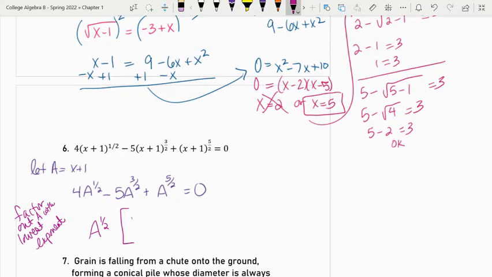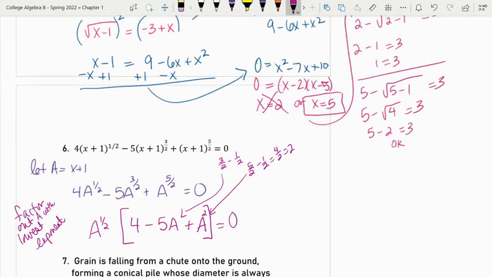So if I factor out a to the half, I'm left with 4. So I factored that out, minus 5 a to the what? Well, you determine what the exponent is by taking 3 halves minus a half. So 3 halves minus a half is 2 over 2, which is 1. So I'm left with 5a plus a to the what? So this I'm going to take 5 halves minus a half, which gives me 4 over 2, which is 2. So this gives me a squared term here, equals 0.